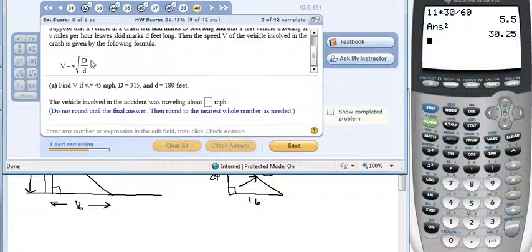Okay, capitals and small case are not the same. Just so you know, sometimes they're related, but this capital V is what you're looking for, and this small v is 45. The capital D is 315, and the small d is 180. Again, don't round until you come to the final answer. So they just want you to plug it all in.